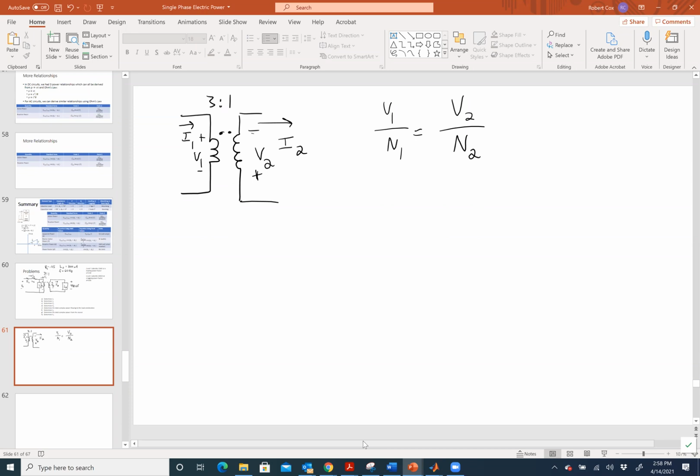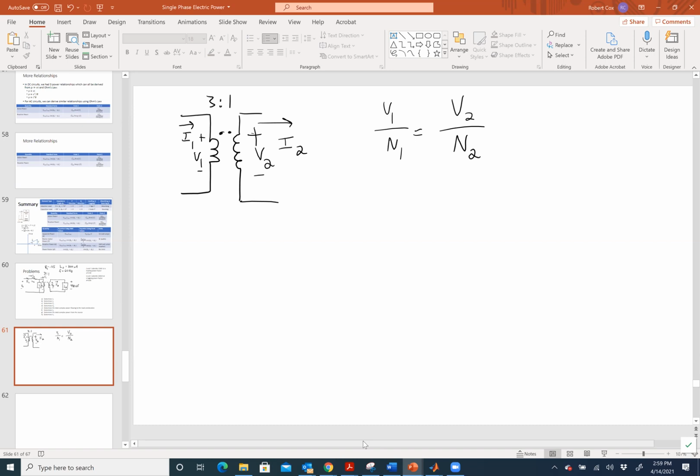Coach was thinking about what I might do on a test. What does a dot actually mean? It's a good question. This is where labs would really be helpful. If I put a voltage source on one side and measured the voltage at the dot on the other side, the voltages would be aligned up with each other. They'd be in phase with each other.